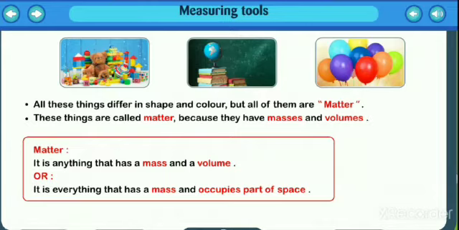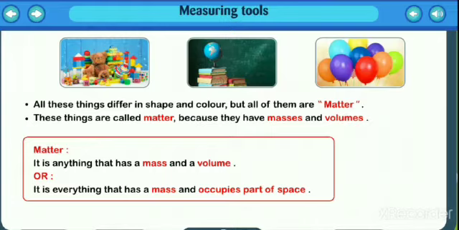These things are called matter because they have mass and volume. So, matter means anything that has mass and volume. So, what's the definition of matter? Matter is anything that has mass and a volume, or everything that has mass and occupies part of space.